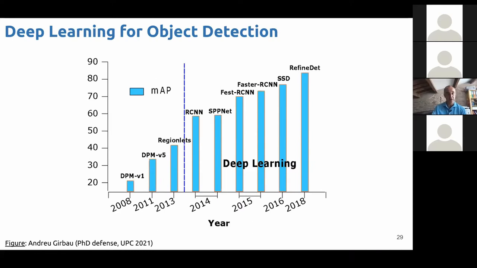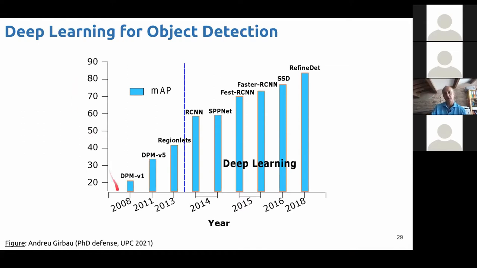I'm not sure if these values are for, I guess they are for Pascal, given the dates, but you can see that when deep learning solutions were introduced, there was a big gain. This metric here on the left is called mAP, which means mean average precision, and the higher, the better, okay?